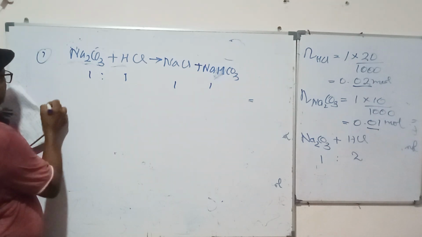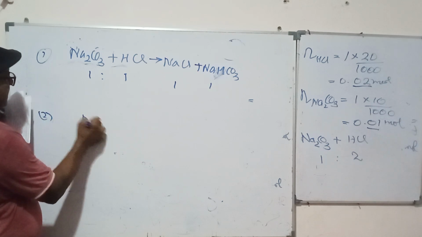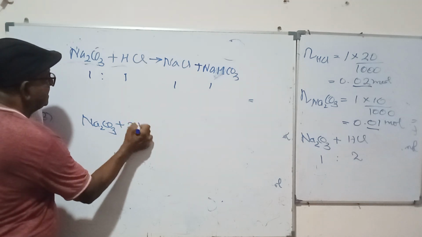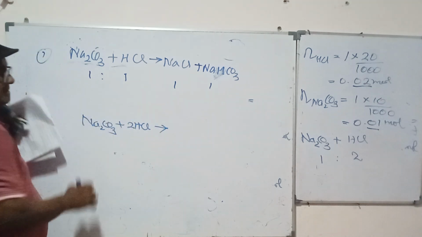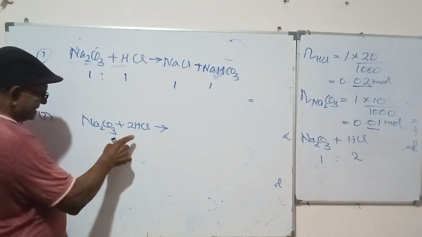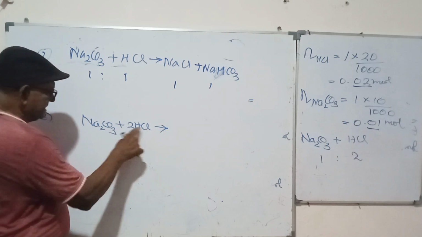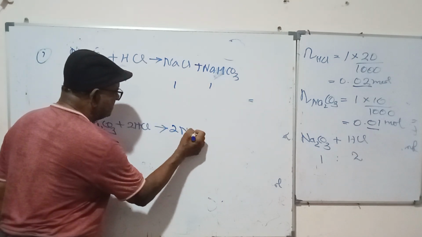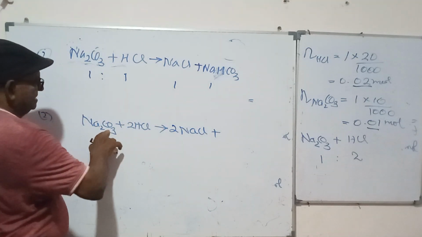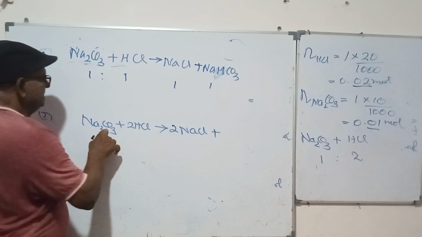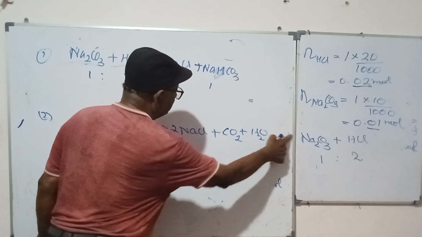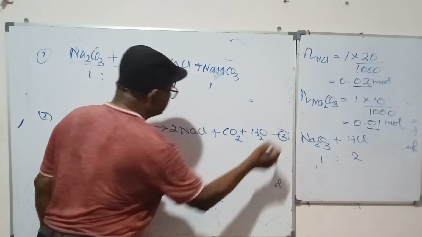In the second titration, Na2CO3 plus 2HCl, 1:2. Then it is clear that here Na2, 2Cl, 2NaCl can be formed. Then CO3 plus 2H gives CO2 plus water. This is the second reaction.